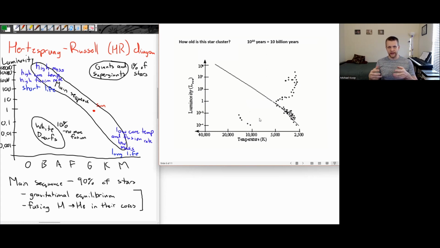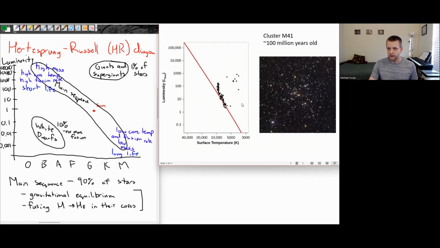But again, by looking at these different star clusters, this is another cluster that is a little bit older than the first one we looked at. And you can actually see that these main sequence stars, eventually, we don't get any more of the high mass main sequence stars. Those are moving off of the main sequence branch.